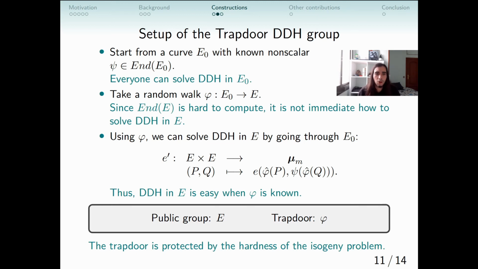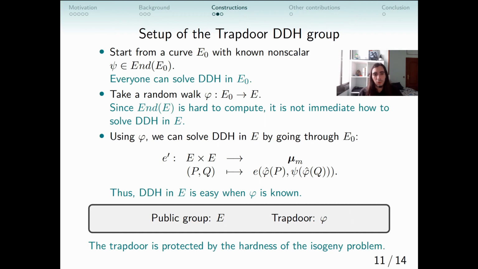So we take a random walk in the supersingular isogeny graph to another curve E. And now, since the endomorphism ring of E is hard to compute, it is not clear how to solve DDH anymore, because we're lacking this distortion map. But what we can do, if we know the path that we took from E0 to E, is move the problem, translate it back to E0, where we know how to solve it.